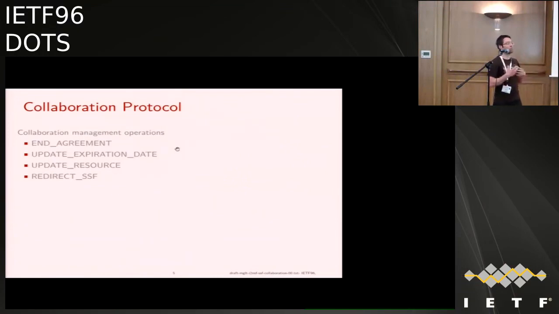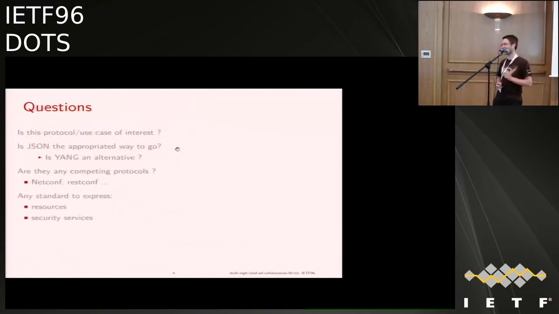Then we have a different set of operations that might be helpful to handle the collaboration. So it's mentioning stop, the end of the collaboration. We want to renew that. We want to upgrade resource. And the last one, I forgot what it means, but it's probably something right. Next slide.